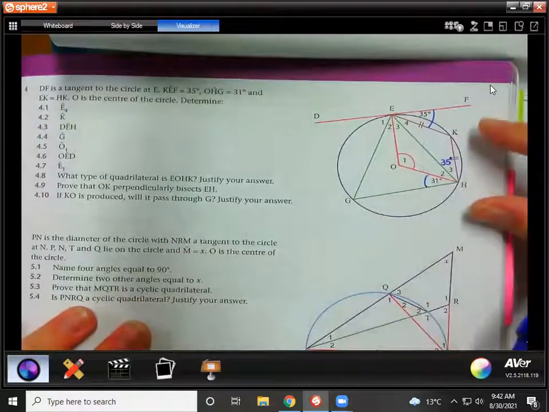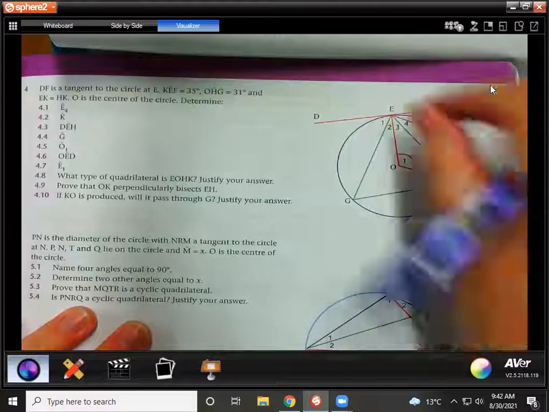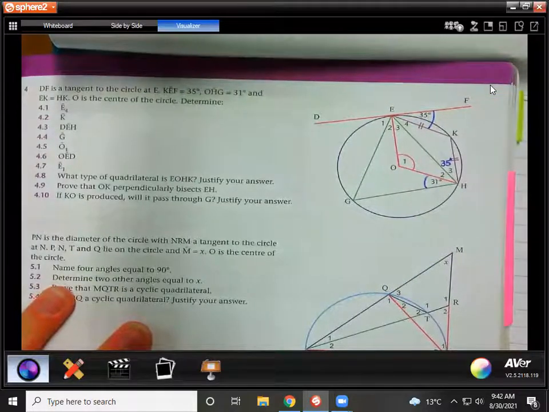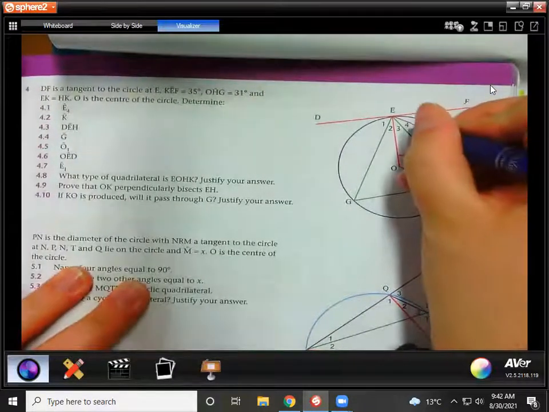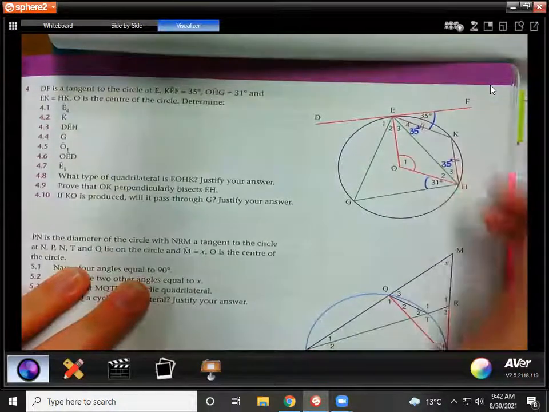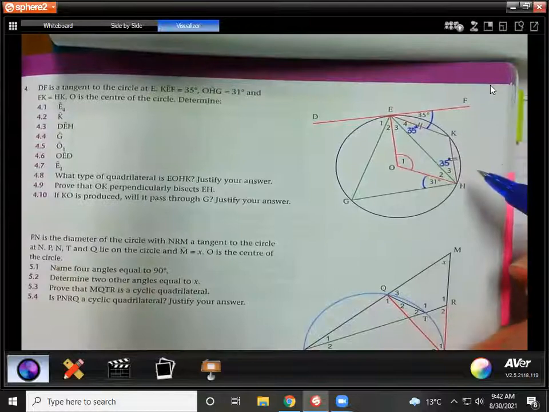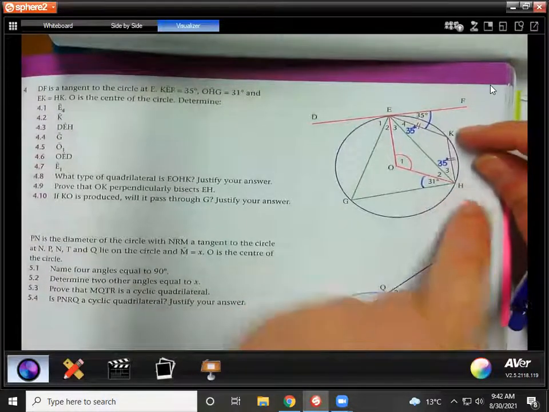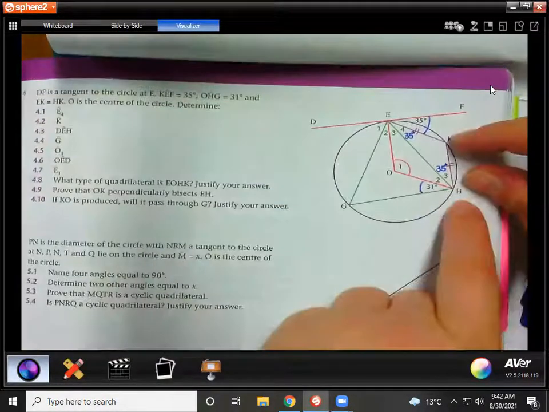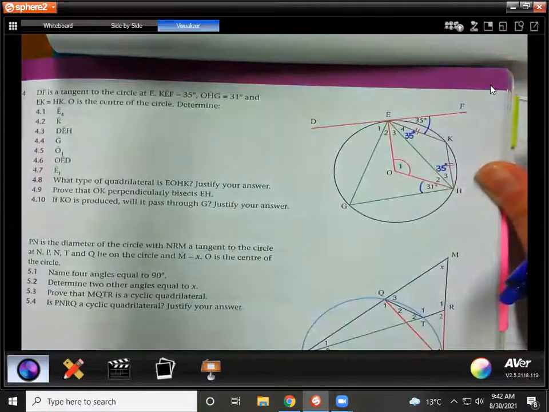And then I used equal chords, equal angles, but you actually could have used angles opposite equal sides as well. That would have been fine. All right, to get to 35 degrees there. Are we understanding the angles opposite equal sides thing? You probably would have seen that faster or easier. But I said, because this chord is equal to that chord, they subtend equal angles.